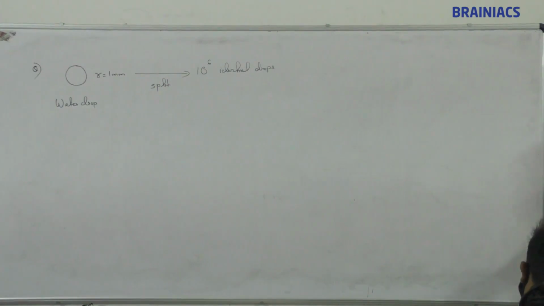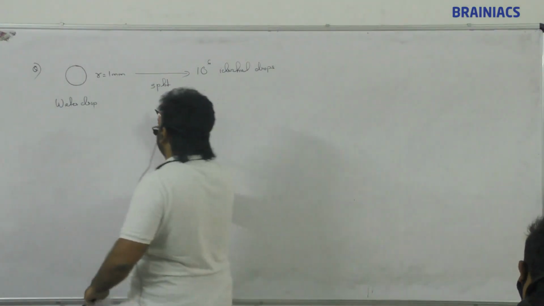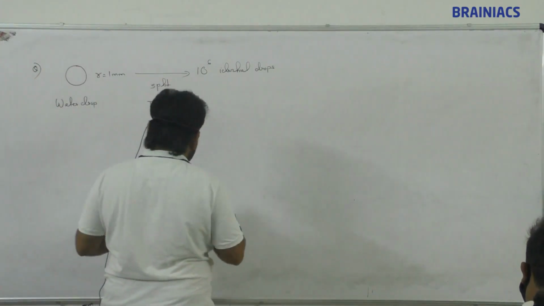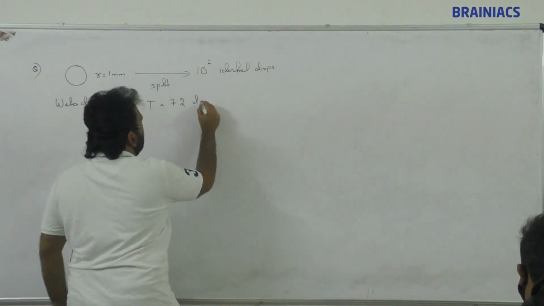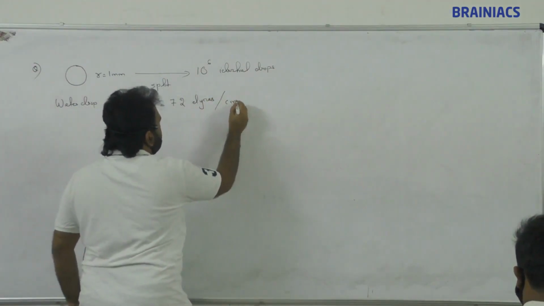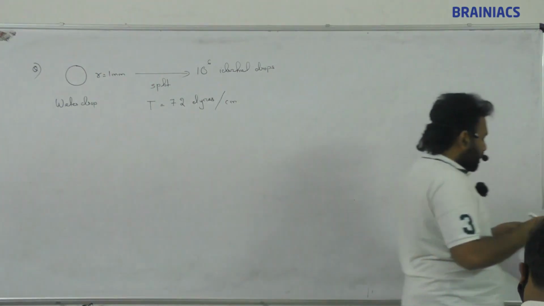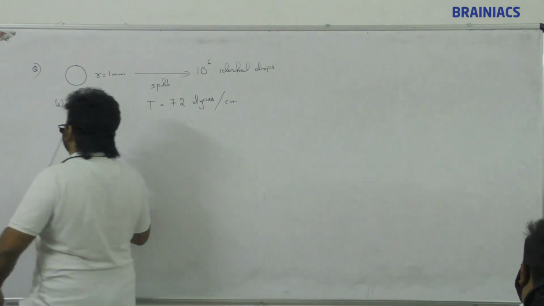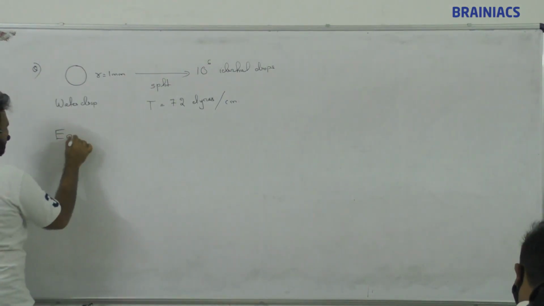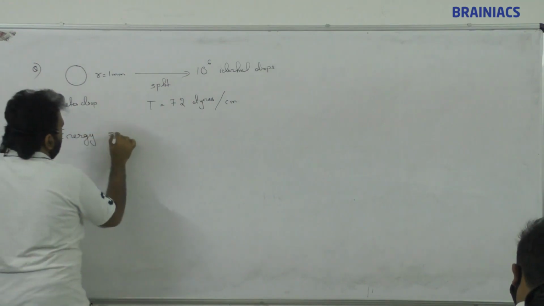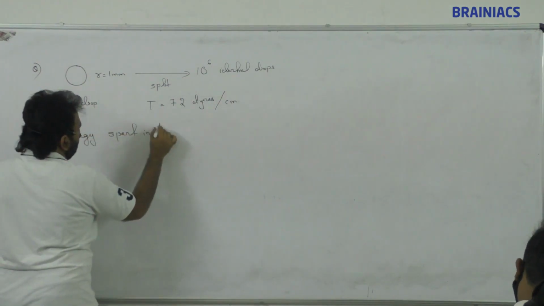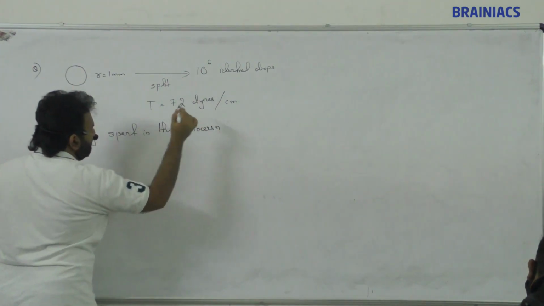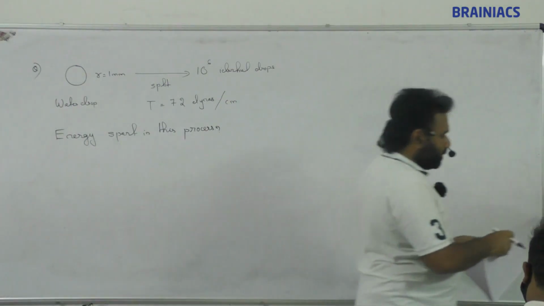Surface tension of water is given as 72 dynes per centimeter. Find the energy spent in this process.